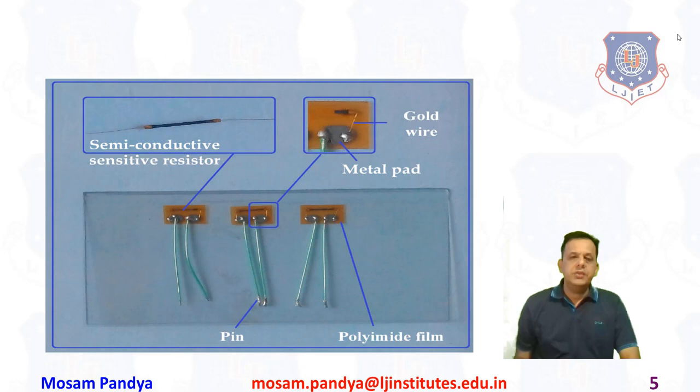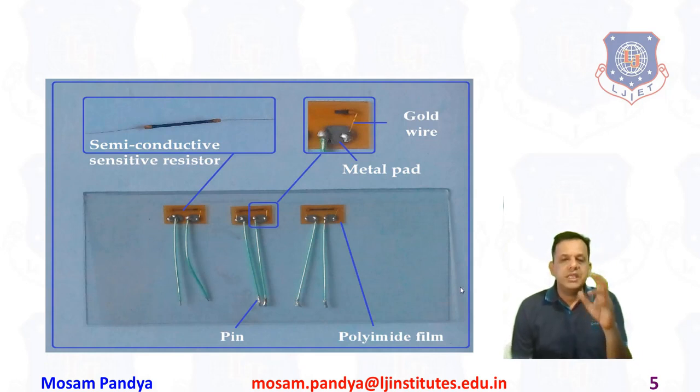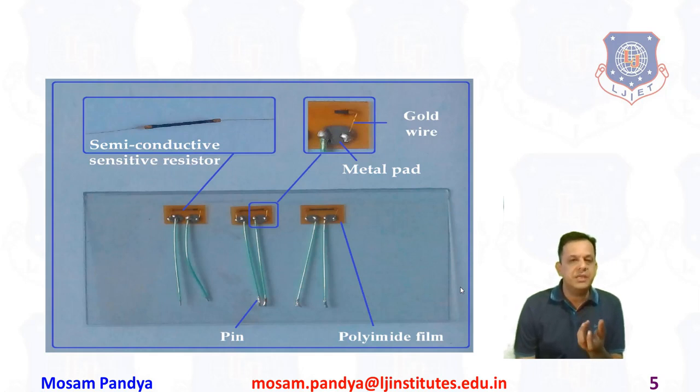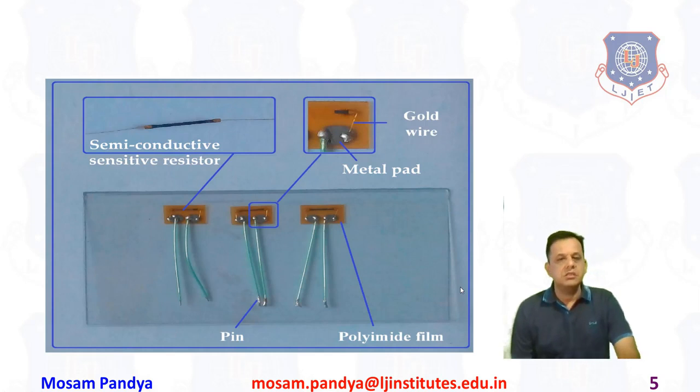So here you see the actual scale of the work, and I have shown you the actual specimens when they are prepared. Here you can see the size of the semiconductor sensitive resistor, where it is fixed. Even it is smaller than the connecting wires and leads. Please observe this very carefully, how the gold wire is connected to the semiconductive sensitive resistor and fixed on the polyimide film.